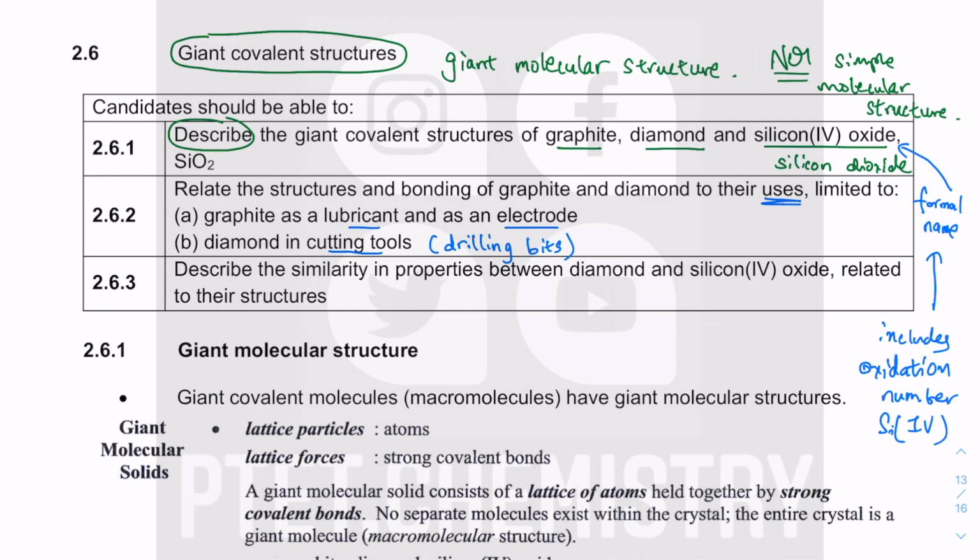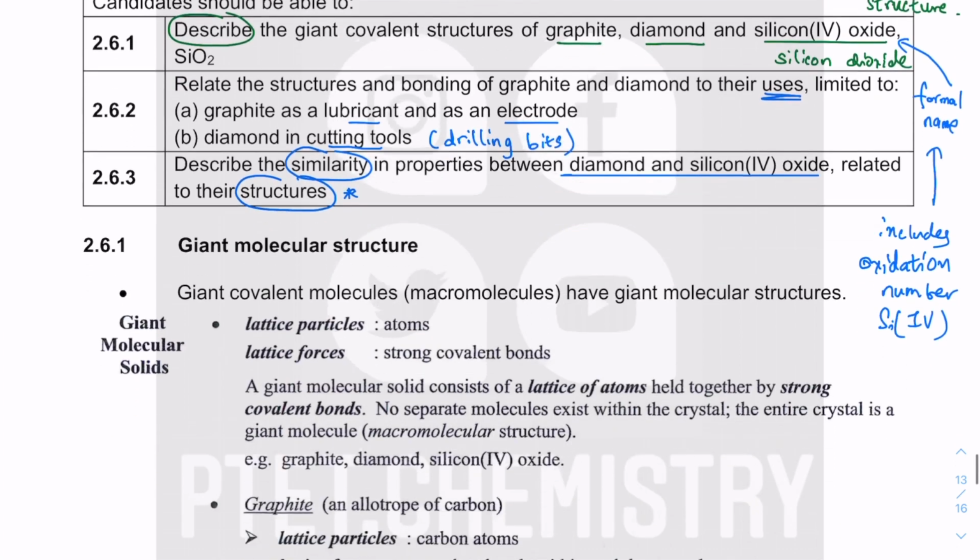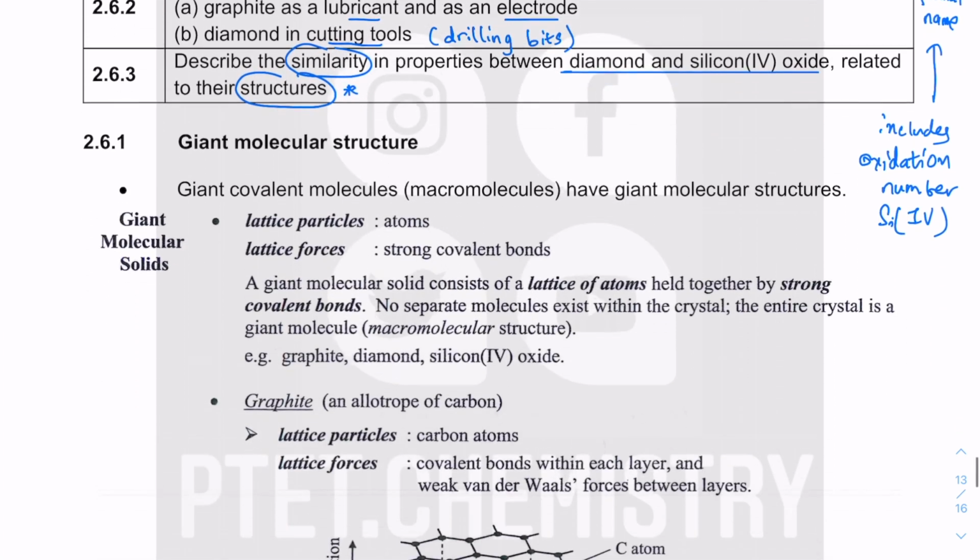And we have to describe the similarity in properties between diamond and silicon(IV) oxide related to structure. So this is a comparison between diamond and silicon(IV) oxide, but just because the syllabus says that does not mean they cannot ask you about graphite and silicon(IV) oxide. But there's a reason why they specifically ask about diamond and silicon(IV) oxide, because they want you to think in terms of their structures, as we will explore in this lecture tutorial. Okay, so without further ado, jumping straight into giant molecular structure.